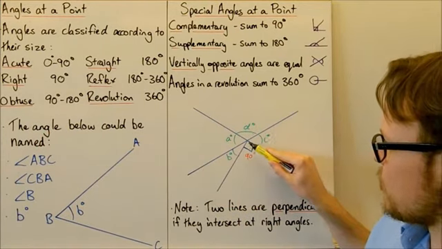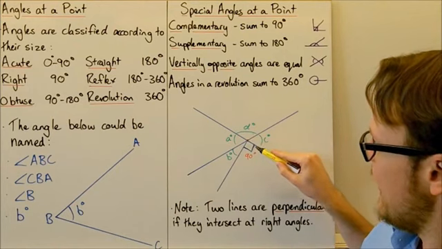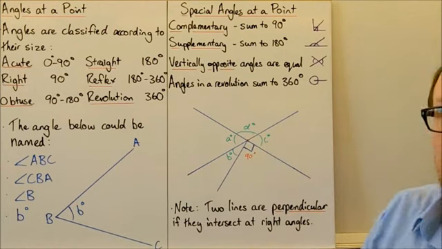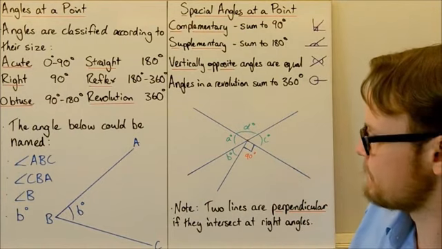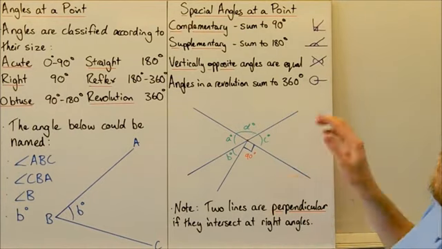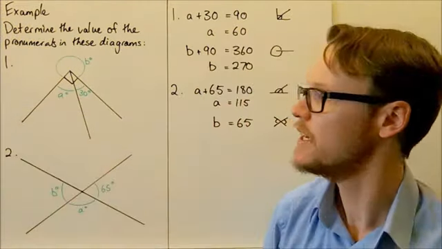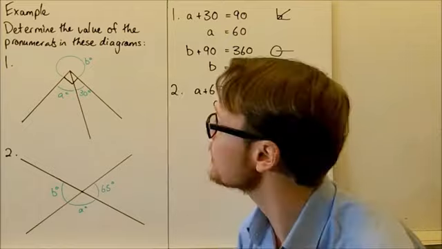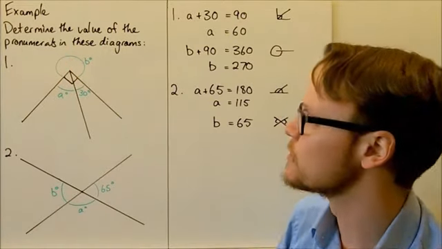Now, if we've got two lines that meet, that intersect at 90 degrees, we can call them perpendicular. So those two lines are perpendicular. Here we've got a few examples for us to look at. We're being asked to determine the value of the pronumerals in these diagrams.